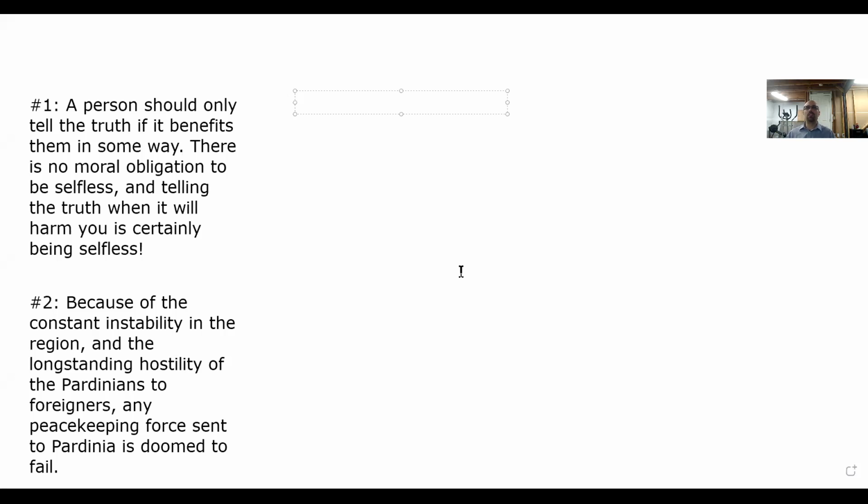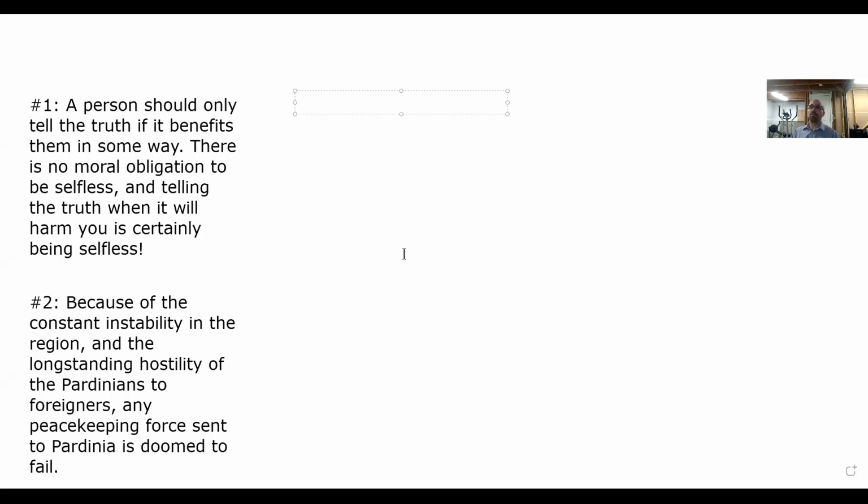First thing, identify the conclusion. In this case, there's no conclusion keyword that gives everything away, so we have to rely on some other criteria. And I would say that, based on the question of what's the most controversial claim in this argument, it's certainly this first one.